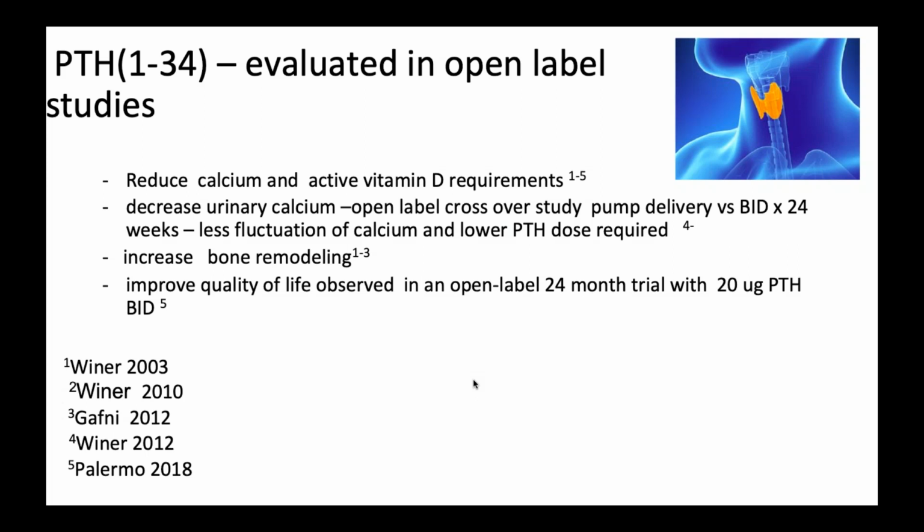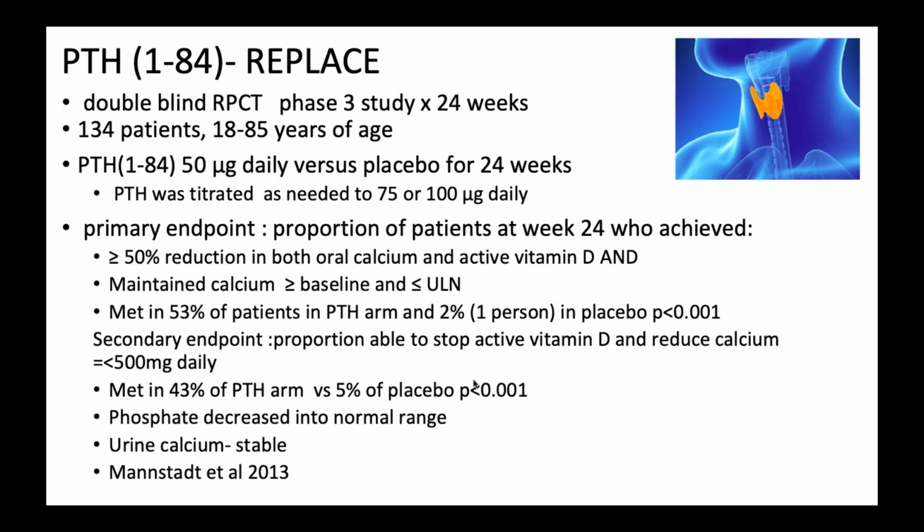colleagues, and we recognize that 1-34 enables us to reduce calcium and vitamin D requirements, and it will also decrease urine calcium losses and reduce the fluctuation of calcium. And it has been associated with increases in bone remodeling. And we have seen improved quality of life in the open label 24-month trial with PTH 20 micrograms BID.